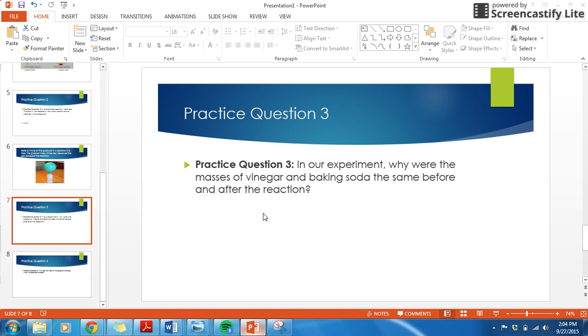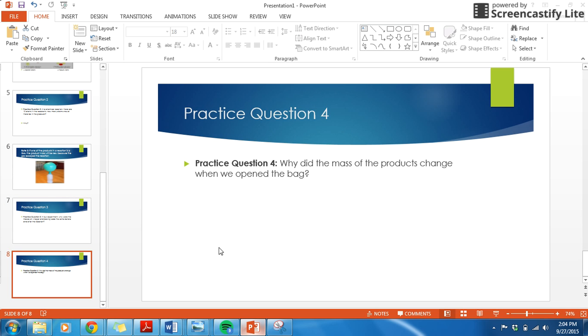Practice question number 3. In our experiment, why were the masses of the vinegar and baking soda the same before and after the reaction? And practice question number 4. Why did the mass of the products change when we opened the bag?